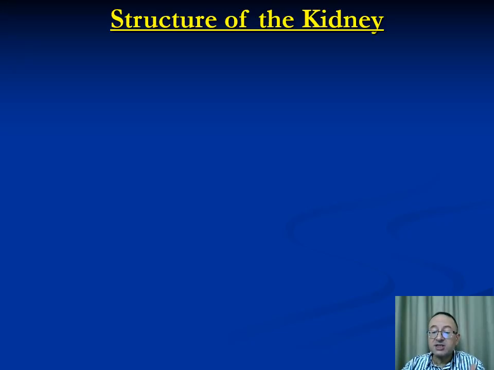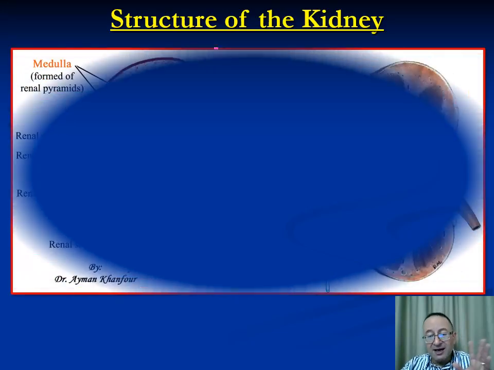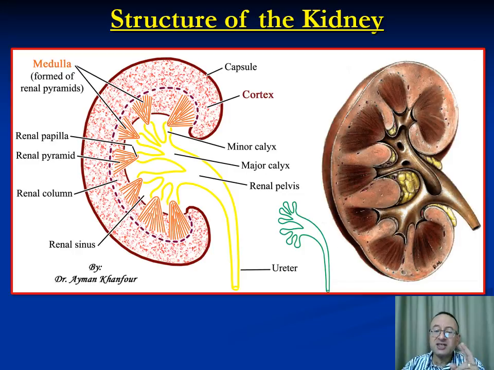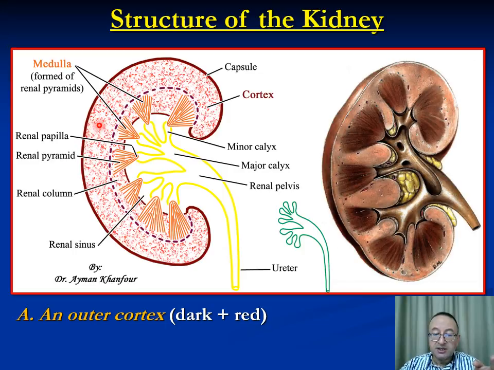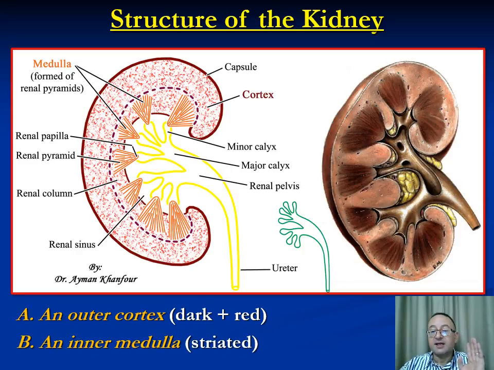What about the structure of the kidney? Now, concerning anatomy, I just talk about the 2 components of the structure, which is the outer cortex, which is darkish and reddish, and an inner medulla, which appears striated, and you will discuss it in details in the histology.